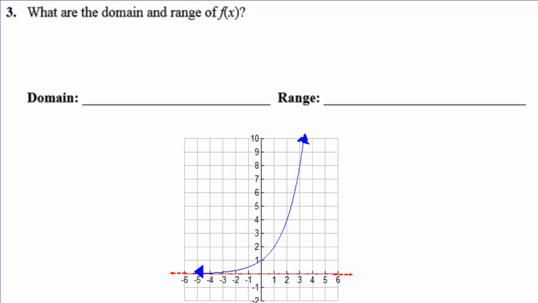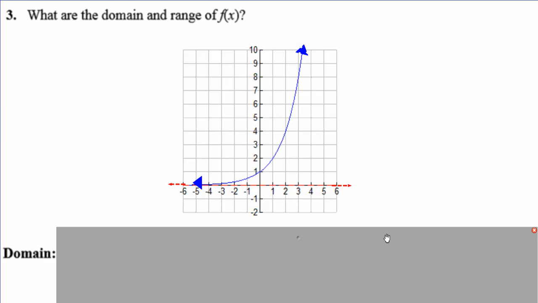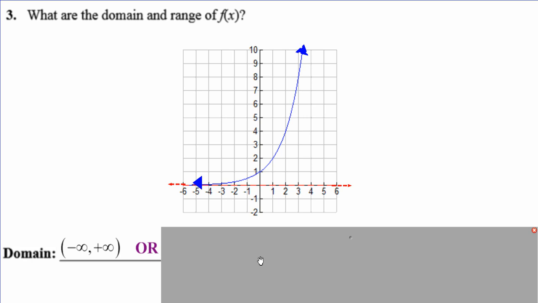Still looking at that function, we want to know the domain and range. Remember, the domain is the set of all of the input values being used, and the range is the set of all the output values being used. As you look at your function, there are no restrictions on the input, so we could say that it's from -infinity to +infinity. If you want to write it as an inequality, you could say x is greater than -infinity but less than +infinity.